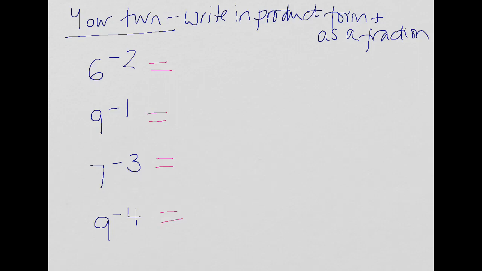Great, so you should have by now had a go. You should have something written down in your books. Let's see what you got. So as a product, I would expect you to have written 1 over 6 multiplied by 6, which is 1 over 36. And 9 to the negative 1 is 1/9, or 1 over 9.